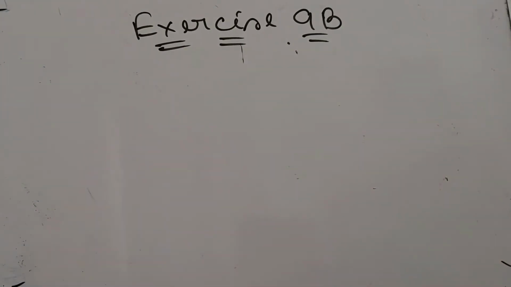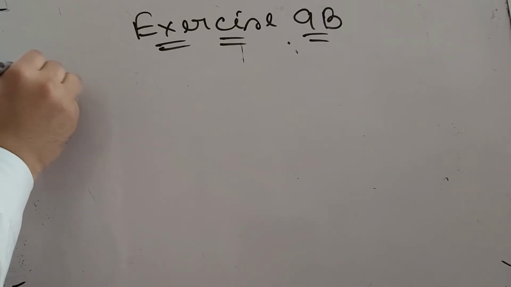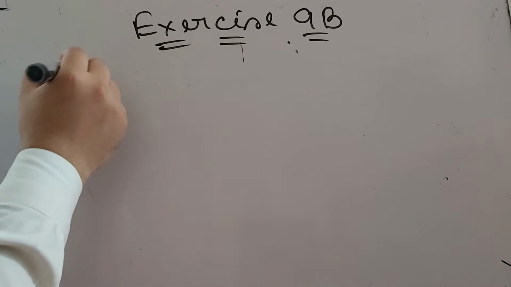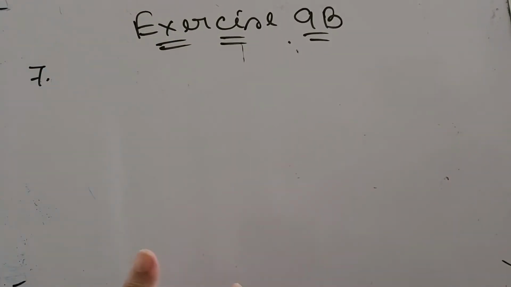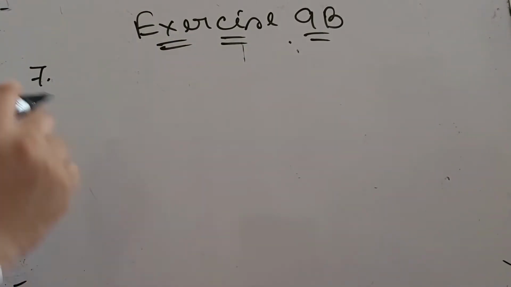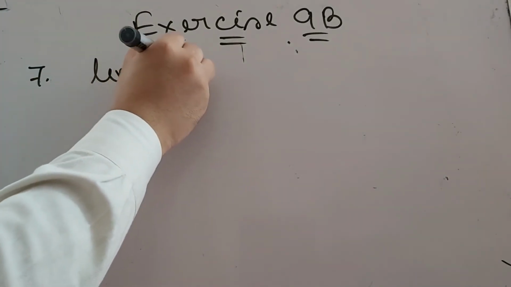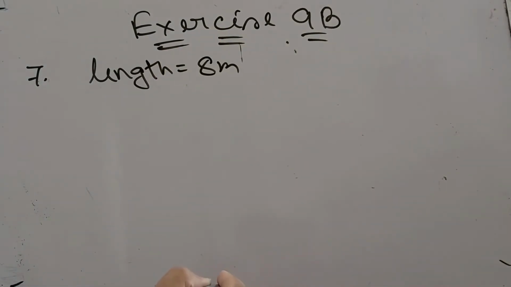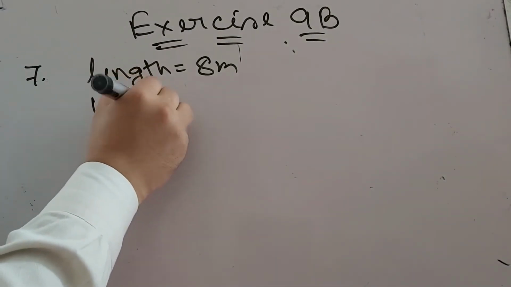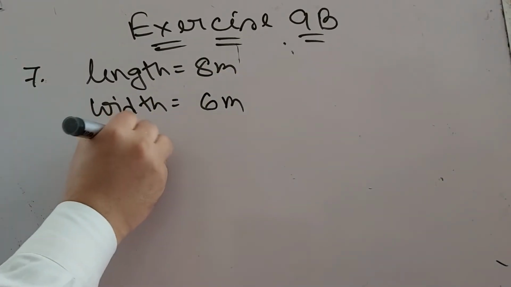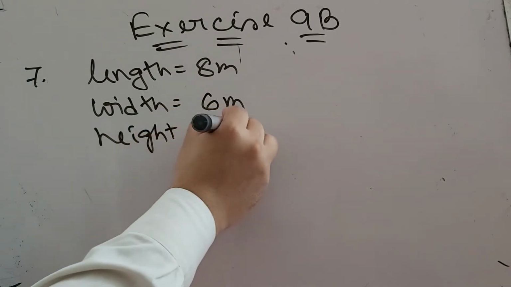Now next one, number 7. Number 7 says a room is 8 meter long, 6 meter wide and 3 meter height. Find the area of the ceiling. And we have to also find out the perimeter and the area of the walls. Very simple problem. First you have to write the statement. Here length equal to 8 meter and width equal to 6 meter. And what about the height? Height equal to 3 meter.